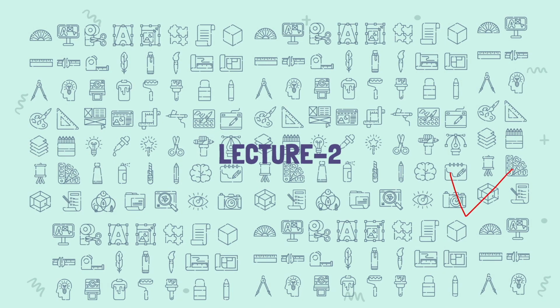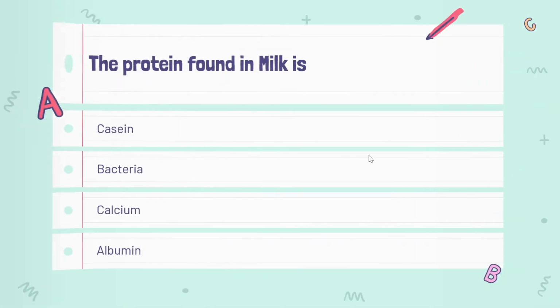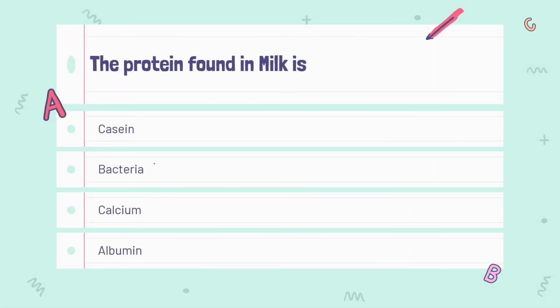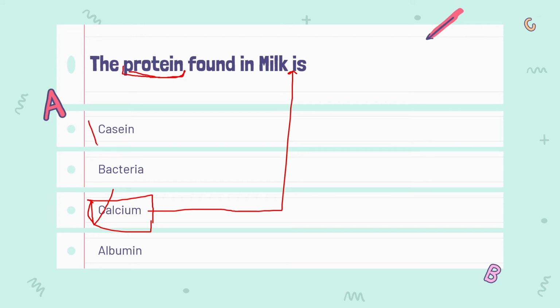So lecture 2. Protein found in milk. Oh, I got it. Calcium is present in milk, and we know this since first grade, right? But please read the question properly. It says protein found in milk. So the answer is casein. Casein is a protein found in milk.